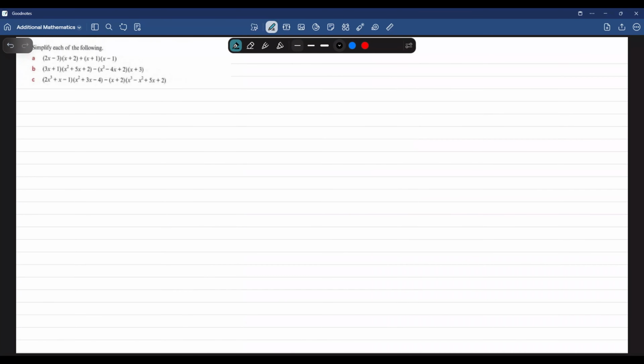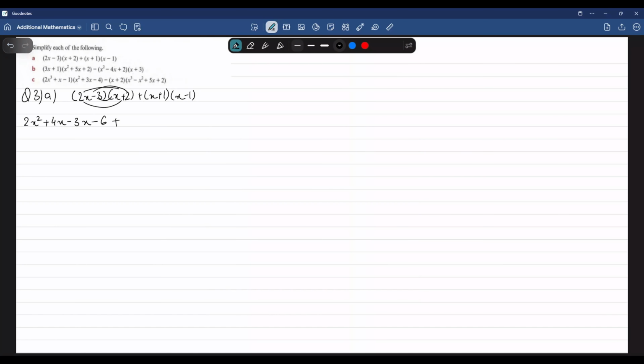Question number 3 tells us to simplify each of these following expressions, which is not a big deal because we've been doing this at the start of this exercise. So 2x minus 3 multiplied by x plus 2, plus x plus 1 multiplied by x minus 1. Again, shortcuts are really important. First of all, because these two brackets have only two constituents, we can simply do the FOIL method. First multiplied by first value is going to be 2x squared. Outer value multiplied by the outer value is 4x. Inner value multiplied by the inner value is negative 3x, and the last value multiplied by the last value is negative 6.